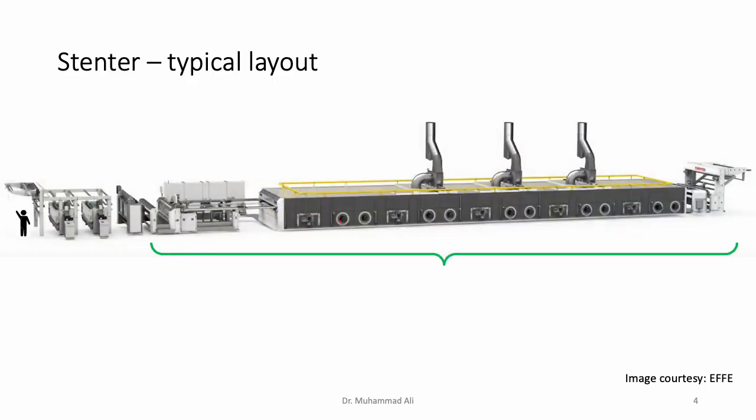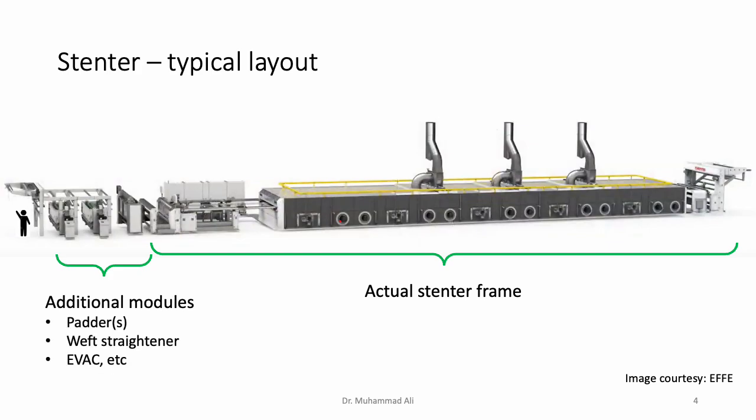And this part over here, that's the actual or the typical Stenter frame. But before the actual Stenter frame, we can add a number of additional modules to make the Stenter more functional, as it was mentioned in the previous slide, that it can be used for several different things, including dyeing and finishing and coating, etc. So just before the actual Stenter frame, we can add additional modules such as padders if we are using the Stenter for chemical finishing or dyeing.